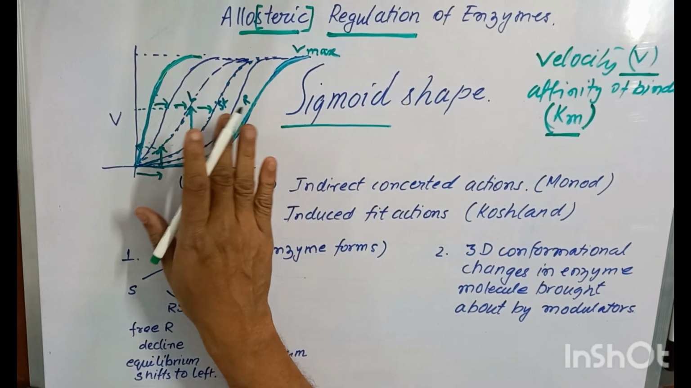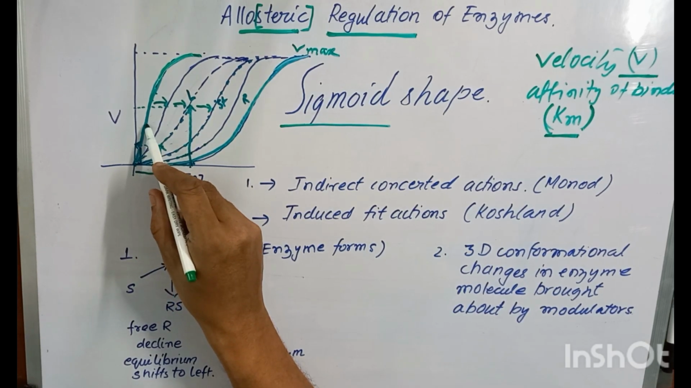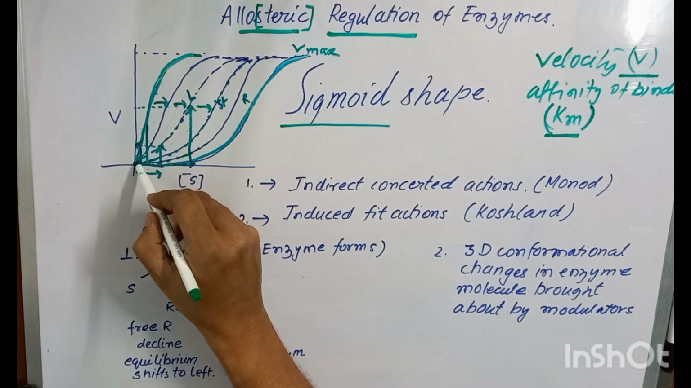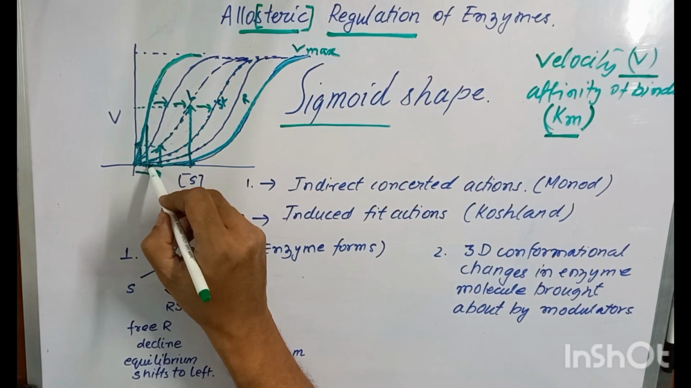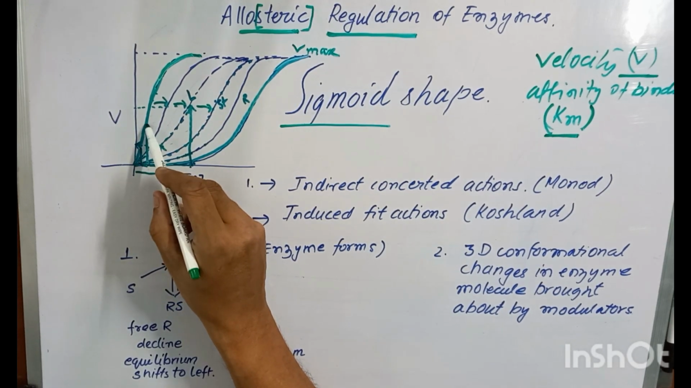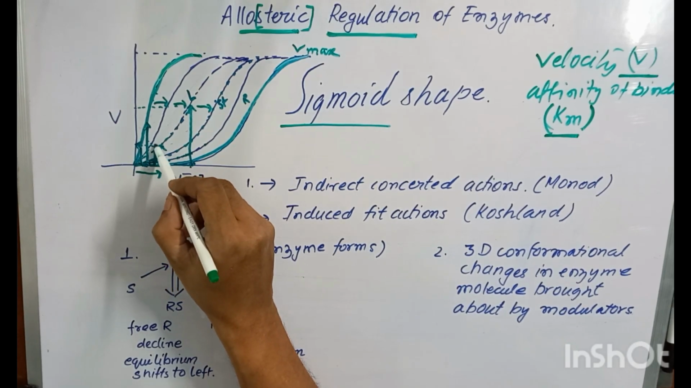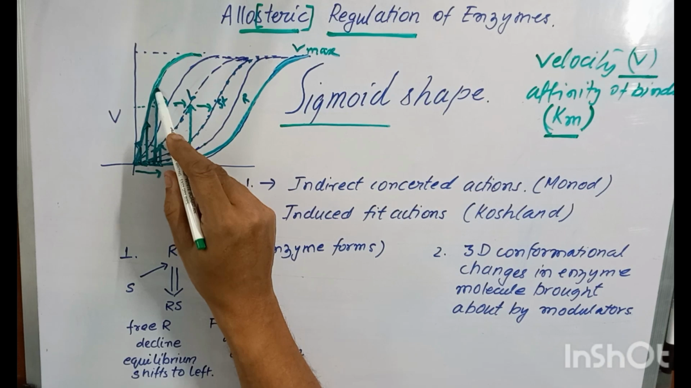But when the curve shifts to the left, with very little substrate concentration, say this is 1 millimole, this is 2 millimole, this is 3 millimole, this is 4 millimole, just from 1 to 2 millimole you have a high increase in velocity. From 2 to 3 millimole you have another huge rise in velocity.